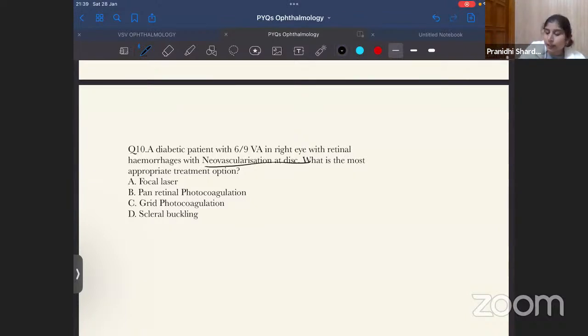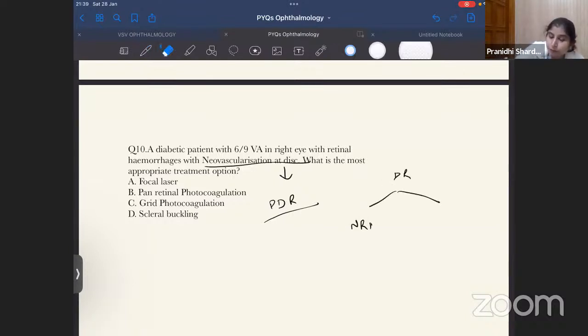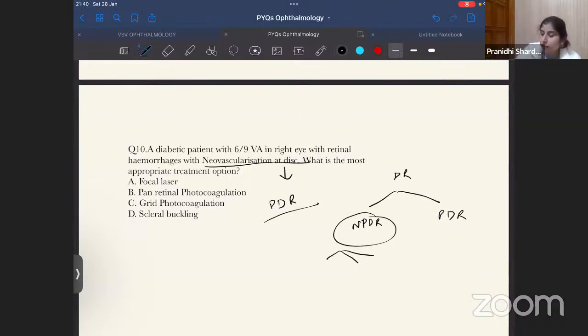Neovascularization anywhere in the retina, either at the disc or elsewhere in the retina, is proliferative diabetic retinopathy, PDR. We know that diabetic retinopathy is either non-proliferative or proliferative. In any stage of non-proliferative, mild, moderate, or severe, you just do glycemic control, wait and watch, follow up. PDR we treat.